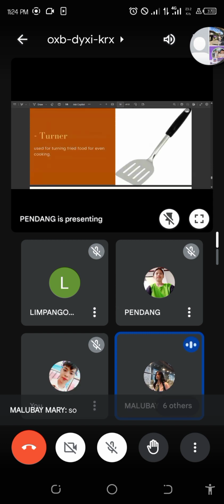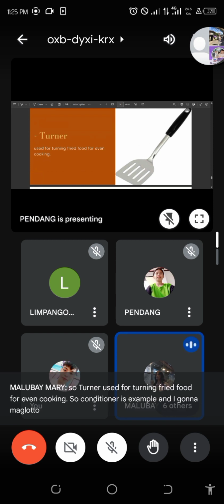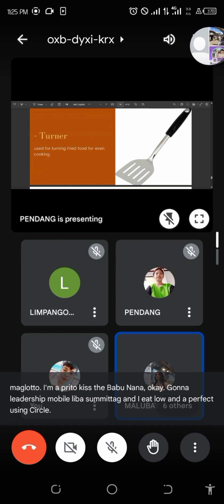So, turner. Used for turning fried food for even cooking. So, kani siya is example lang ay ka ng magluto o ay magprito. Magprito isda, baboy, kay kanang murag dali rin siya mabali ba? So, matag kanay itlog para ma-perfect yung siya circle. Diyan. Alay ko next.